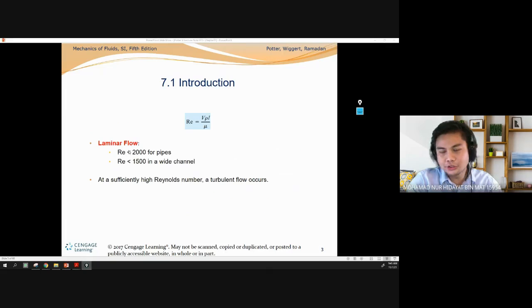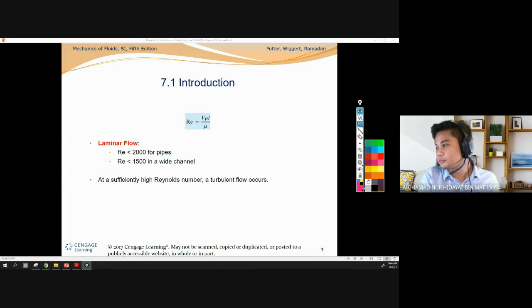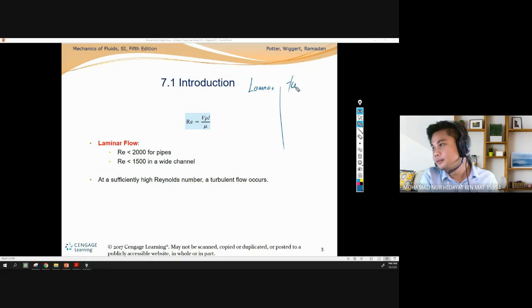Okay. So remember that in real life, we have two major flows: laminar flow and turbulent flow. Remember that laminar flow is a very smooth flow. Let me draw it for you. Laminar versus turbulent. For example, this is the pipe. The flow is very smooth. You will not see any changes in flow. There is no change in motion.